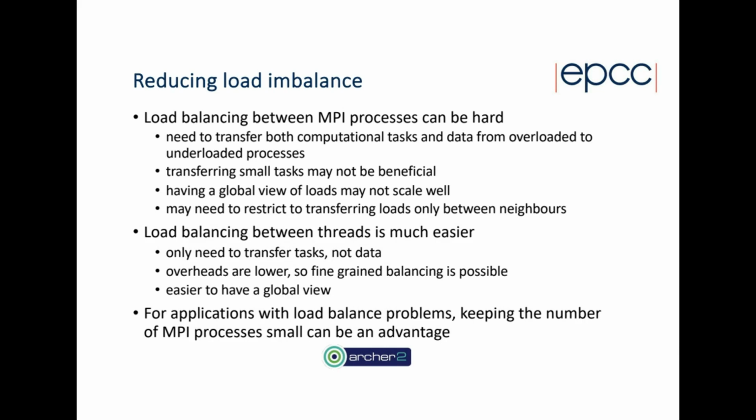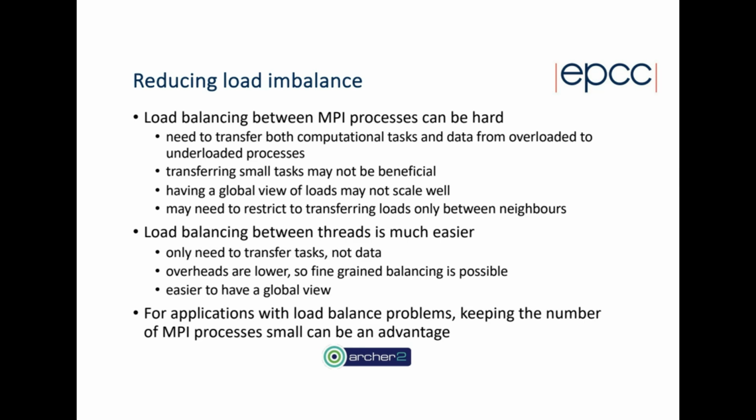Next one would be reducing load imbalance. If you have a problem that is not naturally well load balanced, then load balancing between MPI processes can be hard, because you need to transfer both computational tasks and their associated data from overloaded to underloaded processes. That means transferring small computational tasks might not be very beneficial, because the cost of moving the data might outweigh any gains you get from improved load balance.